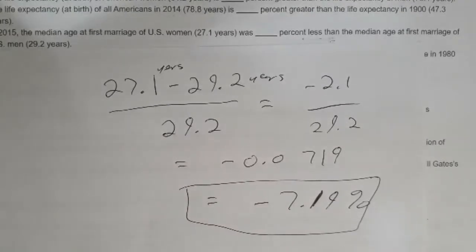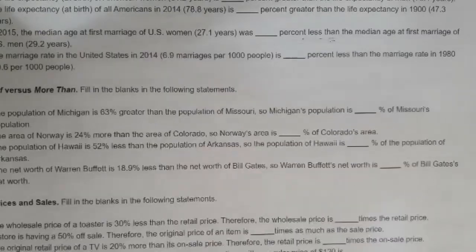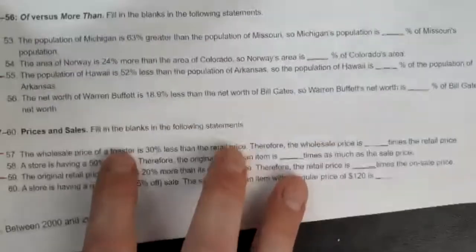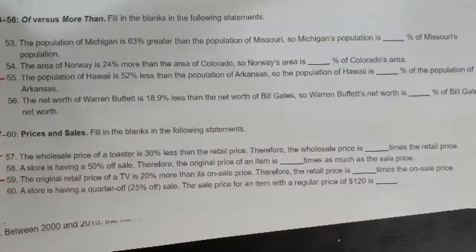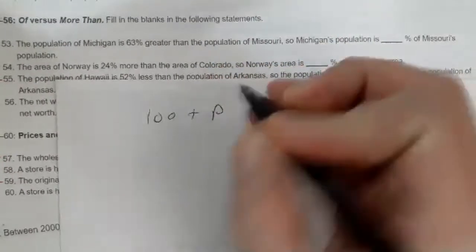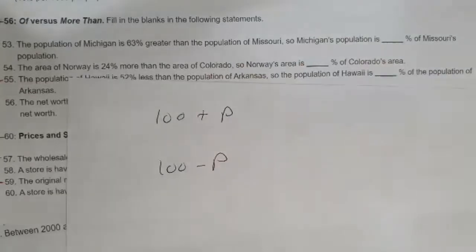Okay. So was that 45, 47, 49, 51? There are a lot of problems in this section, but they are all fairly quick. Like, what is the relative difference, or what is this "of" versus "more than"? So if we see the population of Hawaii is 52% less than the population of Arkansas, the population of Hawaii is blank percent of the population of Arkansas. So with this versus more, you want it to look like 100 minus P.